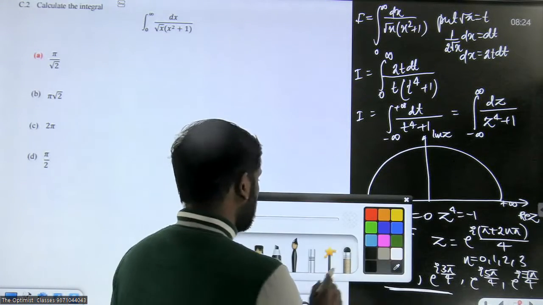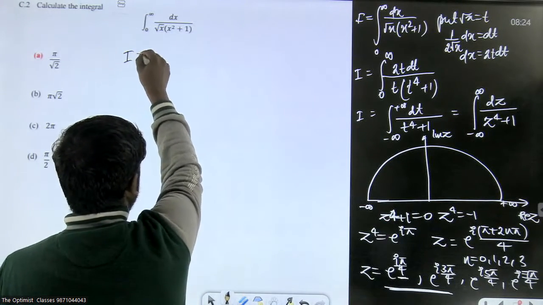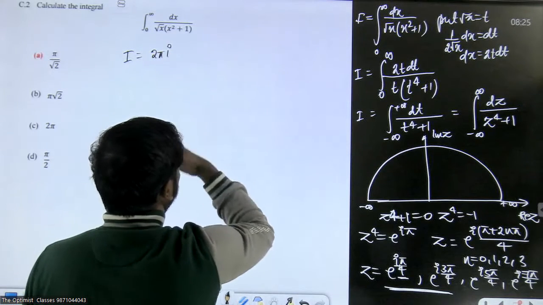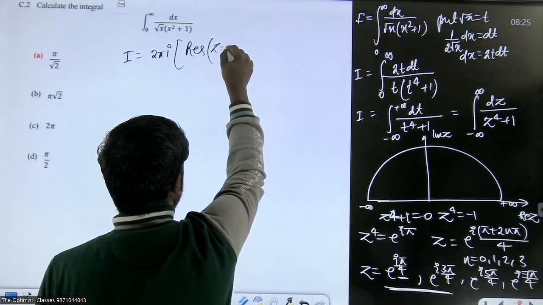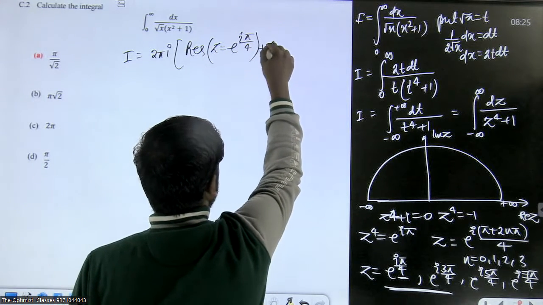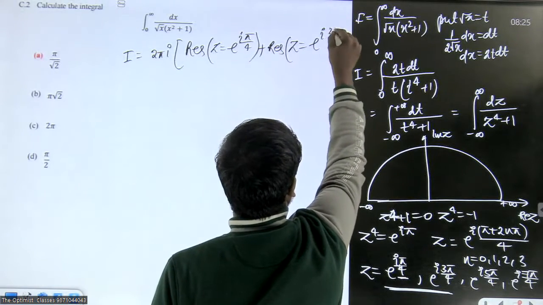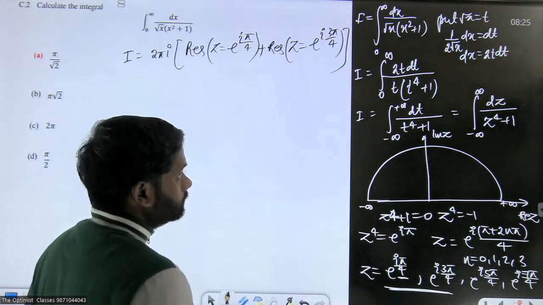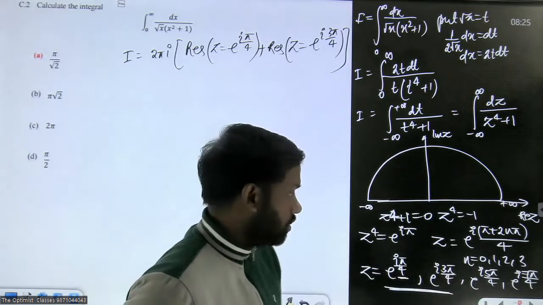Therefore, we can write like this. The value of the integration will be equal to 2 pi iota times the sum of residues: the residue at z equal to e to the power iota pi by 4, plus the residue at z equal to e to the power iota 3 pi by 4. We have to calculate residues at these two points. Now, you see, these are simple poles, residues of order 1.